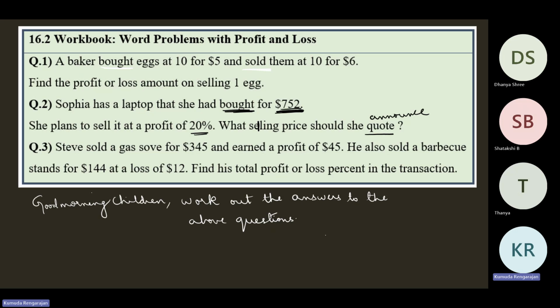So this is a direct question. You can just solve it using the formula. Cost price is given, profit percent is given. So we know the formula to find the selling price: 100 plus profit percent by 100 into CP. So just use the formula and find the selling price.